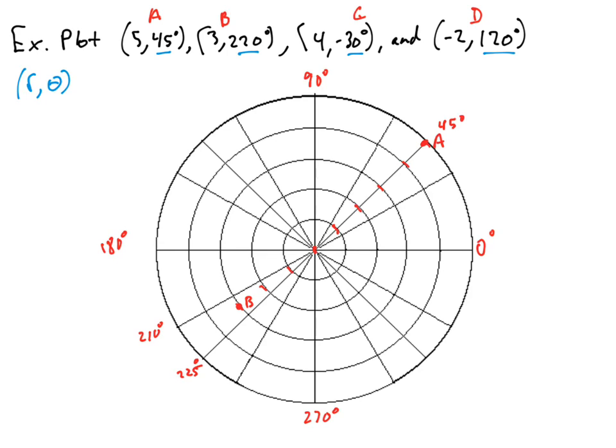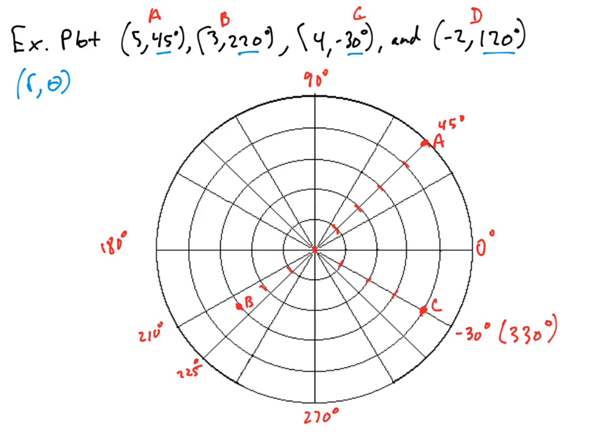Point C, we have an r value of 4 and an angle of negative 30. When we say negative 30, that means we're going in the opposite direction here. So negative 30 is coterminal with 330 degrees, but those are the same positions. And then an r value of 4, so we're going to go out 4 units from the origin. So this point right here will be point C.